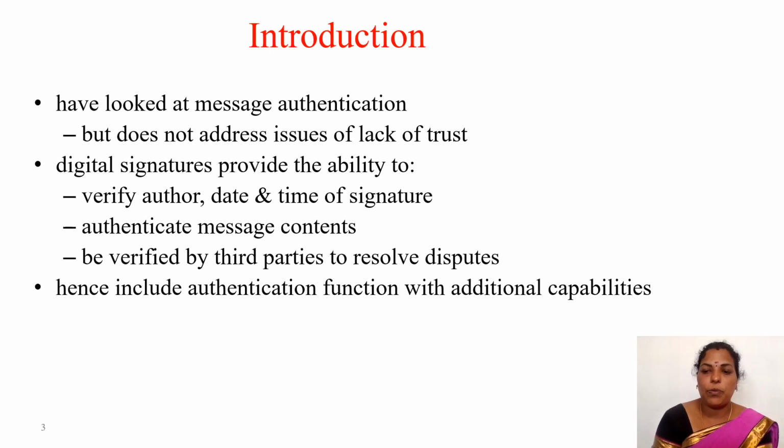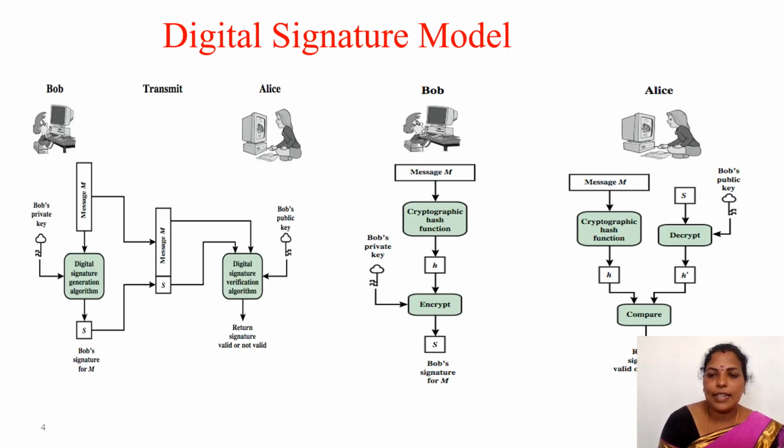Let us see the digital signature model. This is the digital signature model. Here, how a digital signature is generated and transmitted from the sender to the receiver. Here, Bob is sending a message to Alice with a digital signature. The message M is applied to the digital signature generation algorithm, and with the help of Bob's private key, a signature is generated, that is Bob's signature S for the message M, and the message with the signature S is sent to Alice. Alice, upon receiving the message as well as the signature, generates a signature from the message using Bob's public key and verifies whether the generated signature and the received signature are the same.